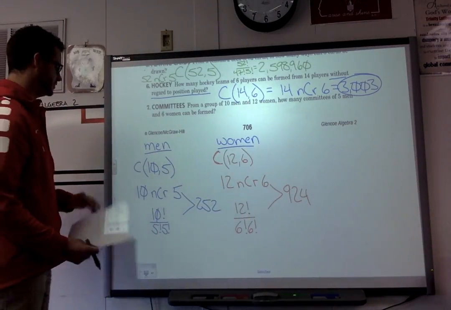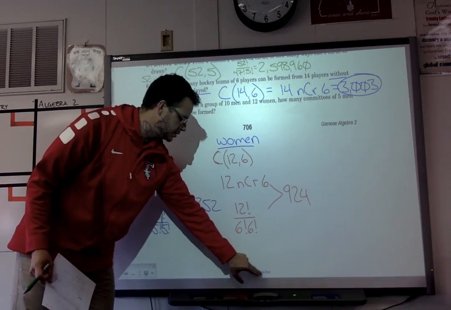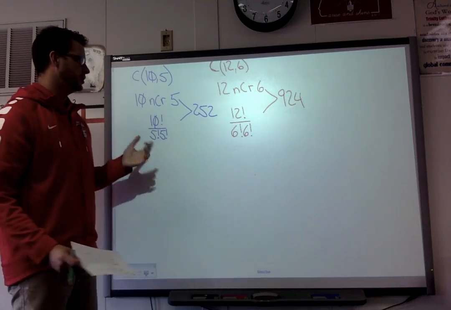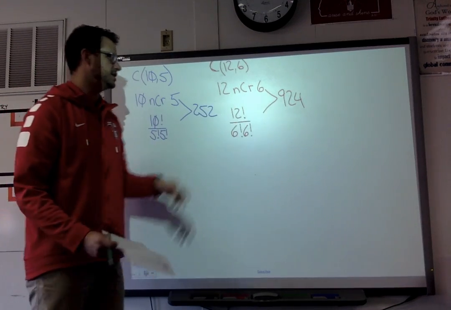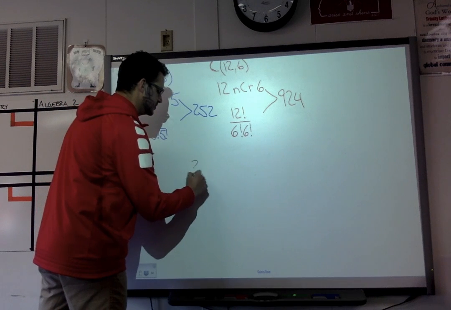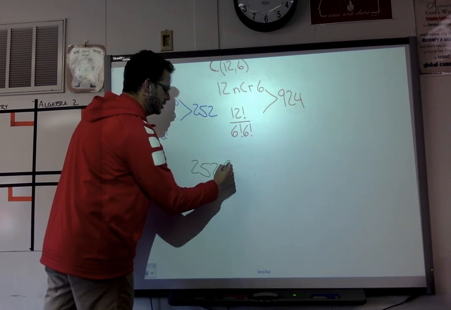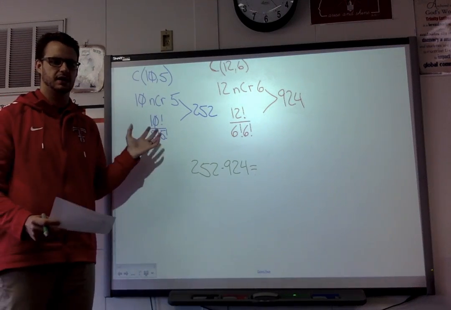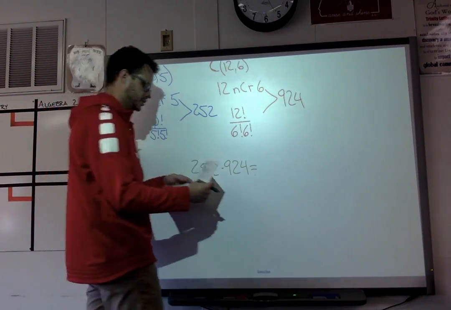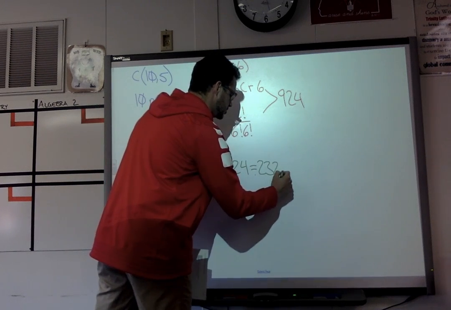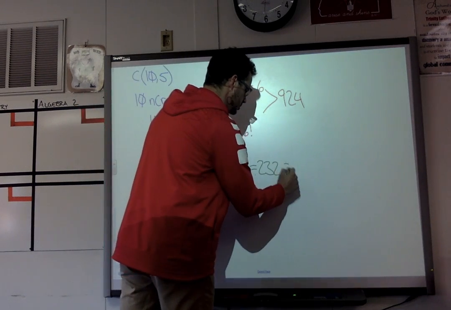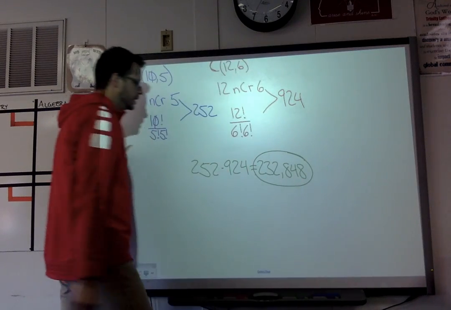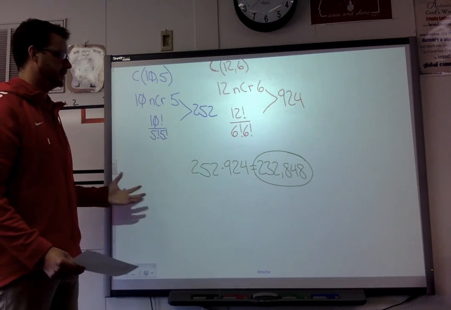Now the last thing we need to do is going back to Tuesday's lesson about the counting principle. We know that we have that many different combinations of each one. Now we have to multiply those by each other to figure out the total number of combinations to pick 5 men and 6 women, which would be 232,848.